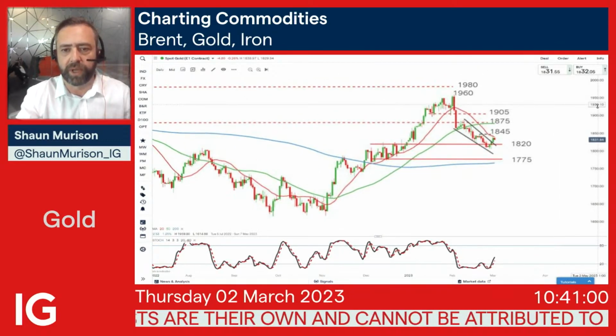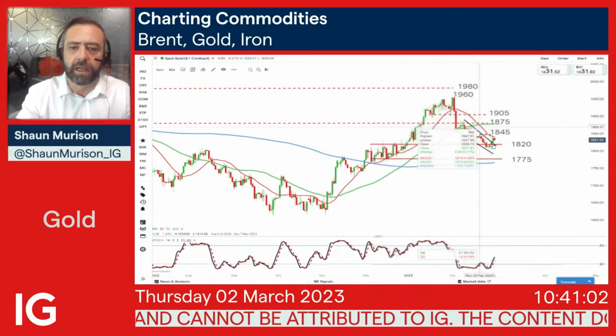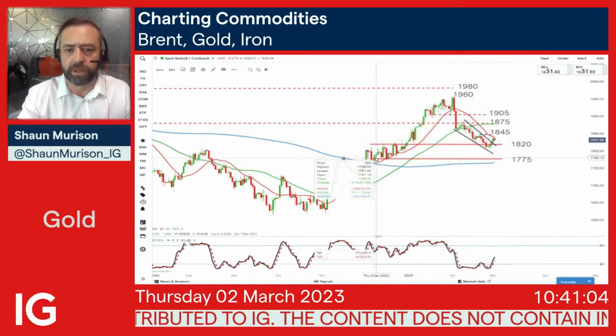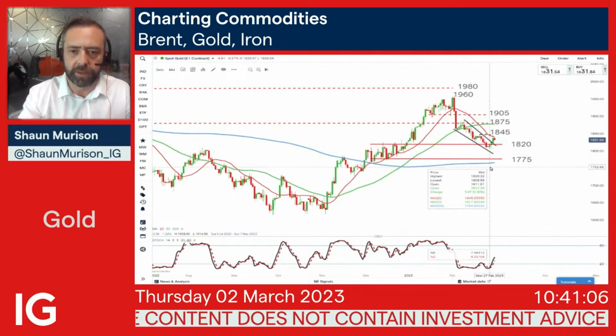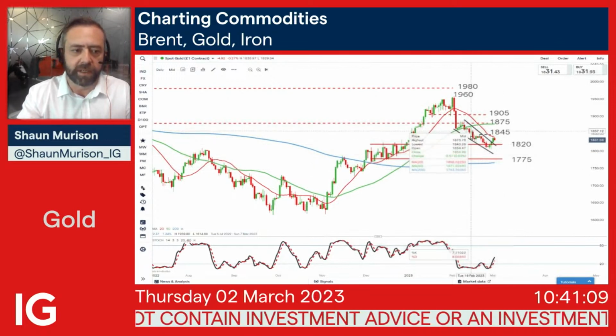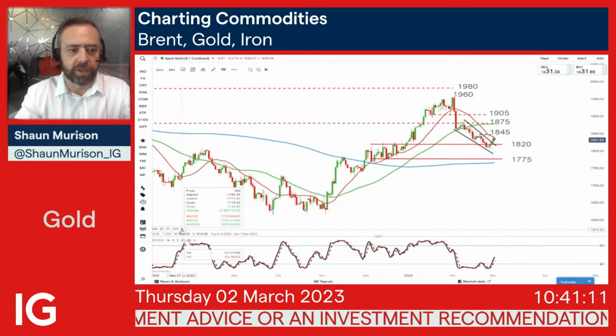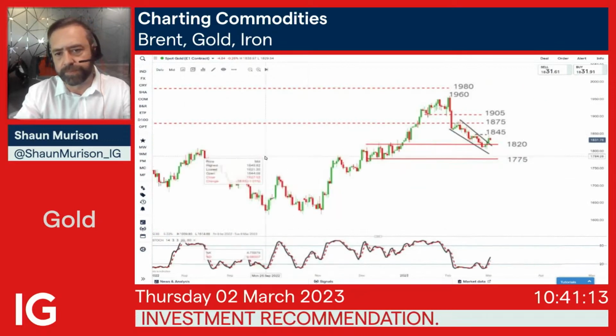Now spot gold, showing some mixed signals. So we have had a short to medium term correction of what is now considered a longer term uptrend. We note with these lines, I'm just going to remove these moving averages from the charts just to clear up the picture a little bit.